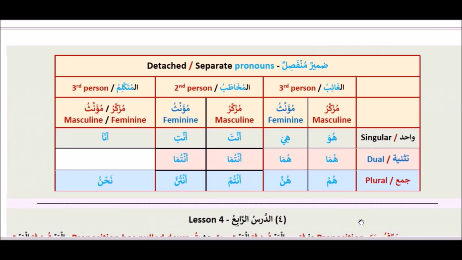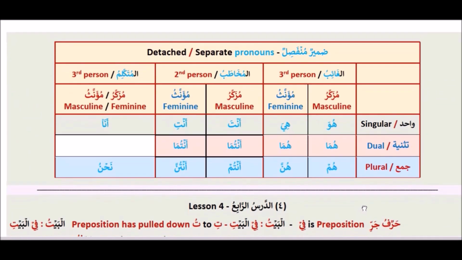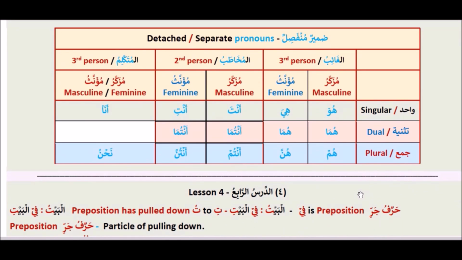This I have given just because of the song which he has done in his course, so it is very easy for you to remember. So just repeat. Huwa, huma, hum, hiya, huma, hunna, anta, antuma, antum, anti, antuma, antunna, ana, nahnu. We should memorize this. Lesson 4.